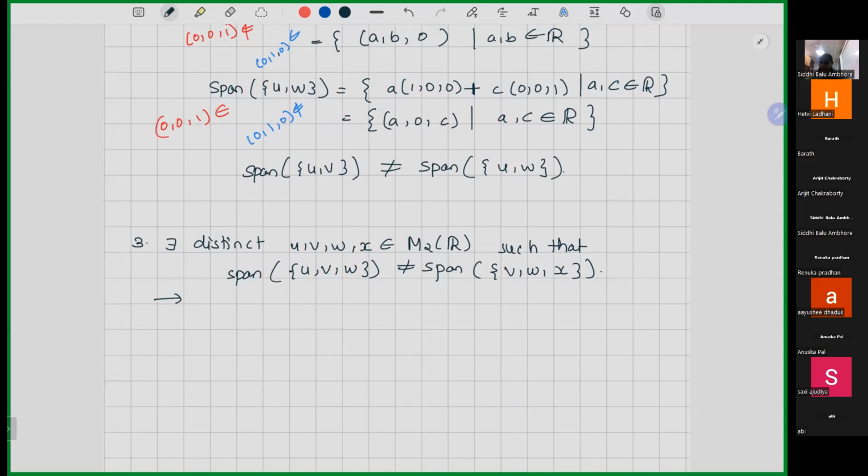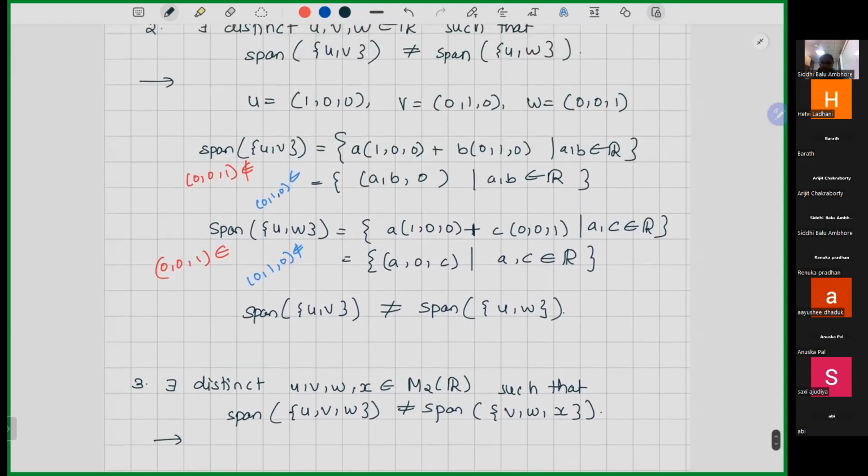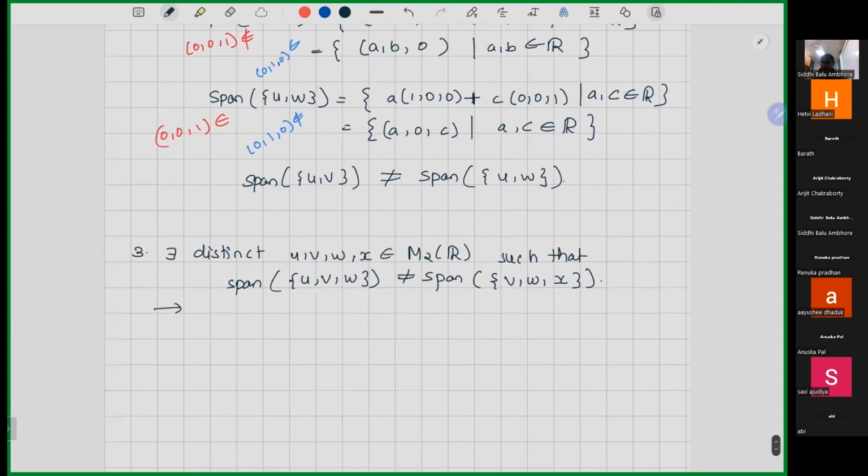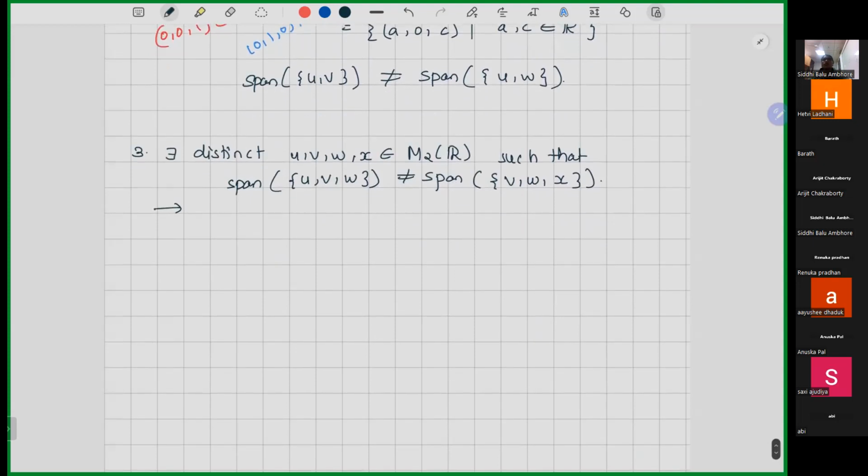Any U, V, W, X guesses from M2R, the way we did for here? We chose the standard basis. Can we do the same thing here? What is the standard basis of M2R? It is 1000, 0100. Yes, that kind of thing.